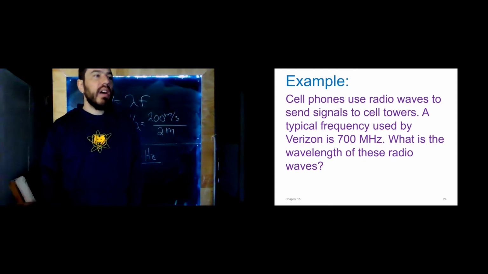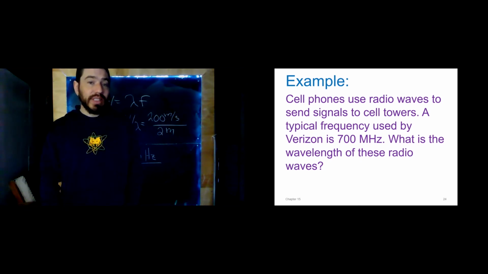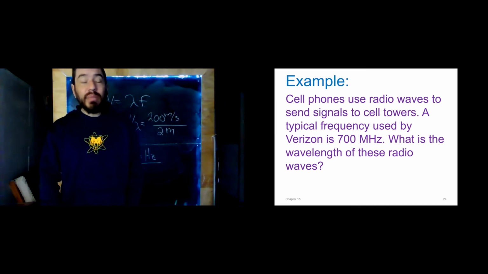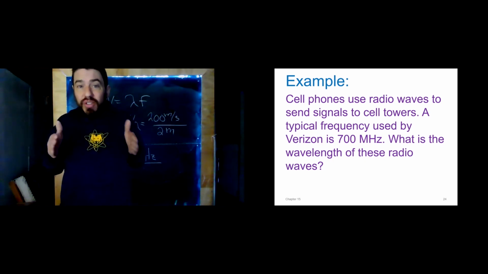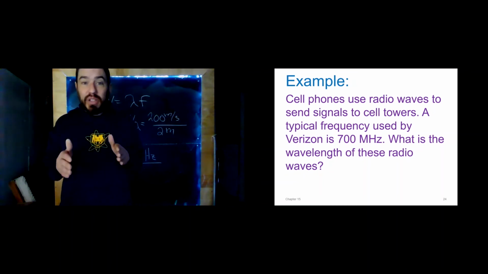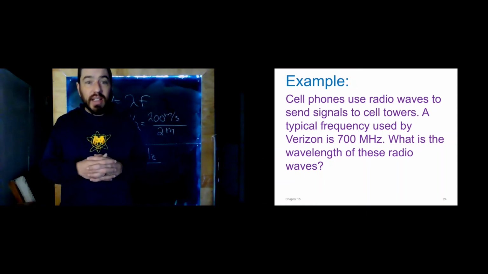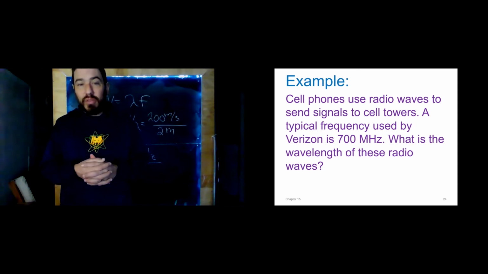Here's a quick example. Cell phones use radio waves to send signals to cell towers. A typical frequency used by Verizon is 700 megahertz. What is the wavelength of these radio waves? The FCC actually controls access to the radio frequency spectrum. A company like Verizon has to bid on and pay money to the US government in order to use chunks of the electromagnetic spectrum for their business. Verizon happens to own a chunk right around 700 megahertz. How long are these wavelengths?